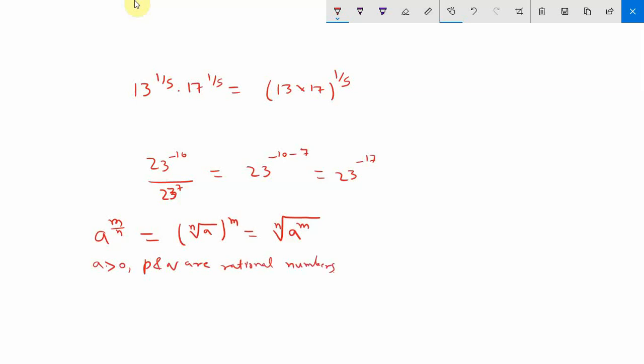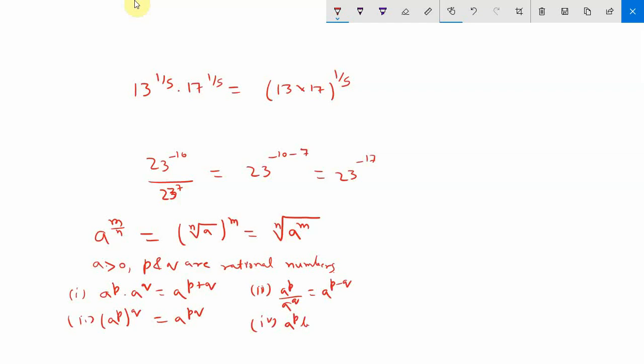In this case, these are similar to the laws of exponents, just extended to rational numbers. A to the power p into a to the power q equals a to the power p plus q. Second one, a to the power p whole to the power q equals a to the power pq. Third one, a to the power p divided by a to the power q equals a to the power p minus q. And fourth one is a to the power p into b to the power p equals ab to the power p.